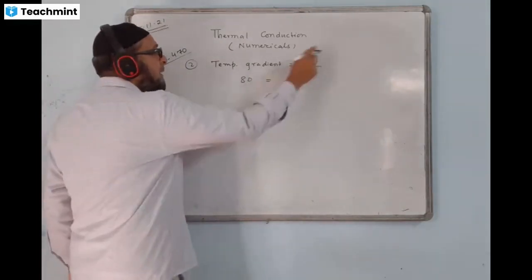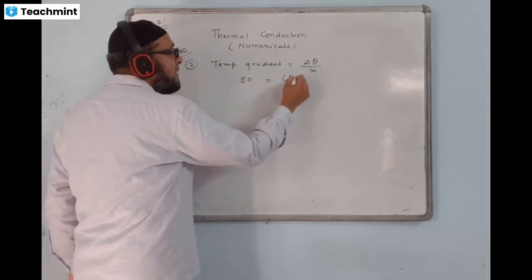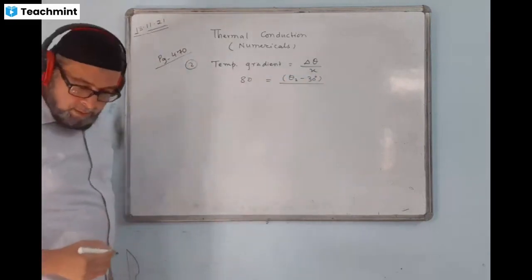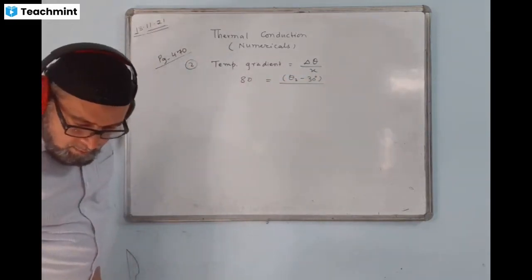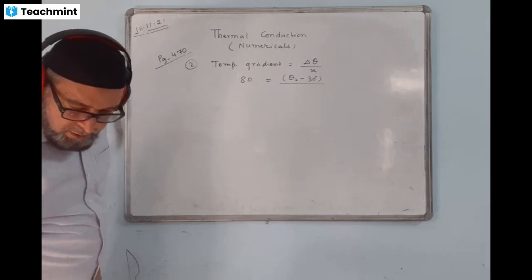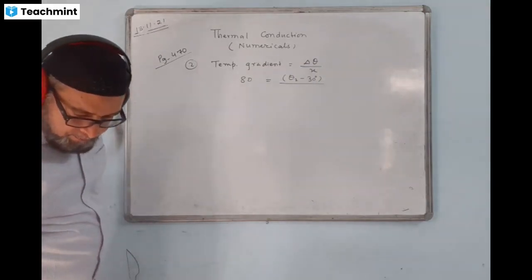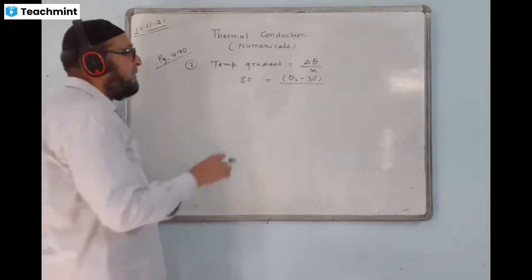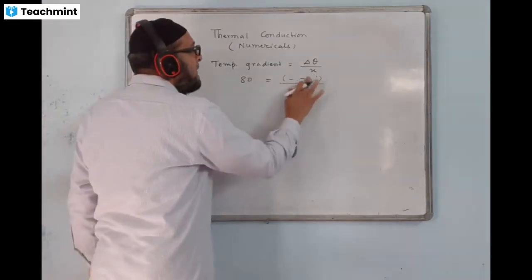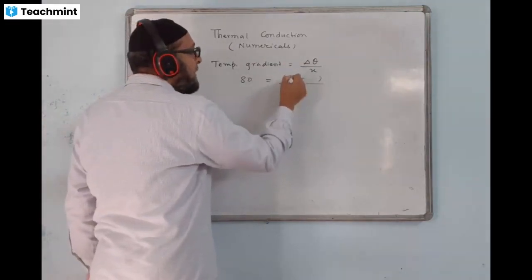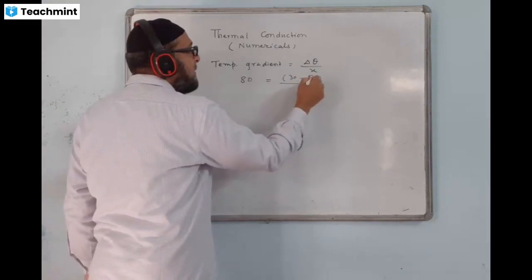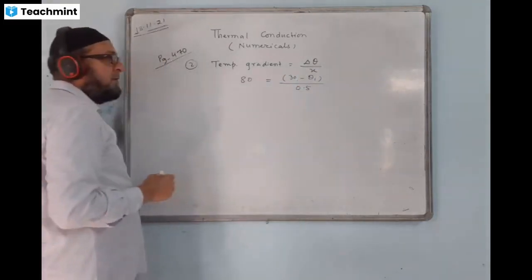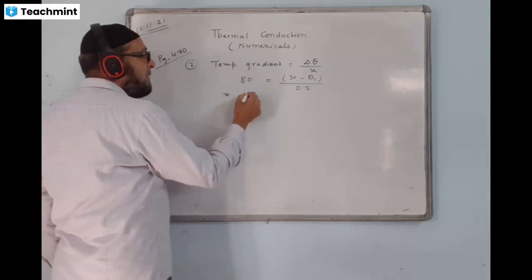This is 80. Delta theta will be coming final temperature theta 2 minus theta 1. Theta 1 is given 30 degrees. So temperature of the hot end is 30 degrees Celsius. And this is given 0.5. Here we will be writing temperature difference will come hot minus cold. 30 minus cold temperature is theta 1. And this difference is given 0.5. Now we'll find answer. Cross multiply.